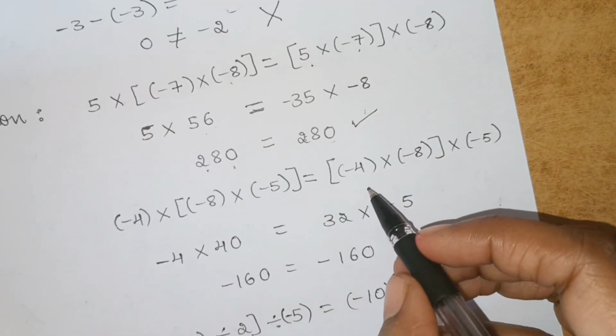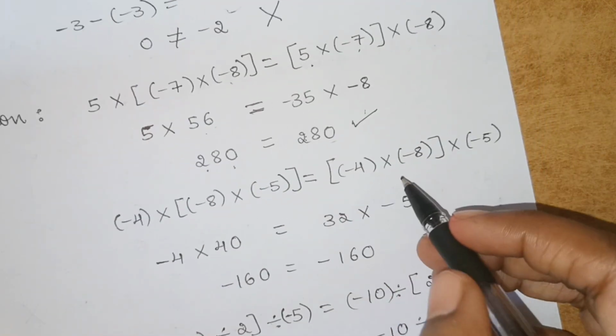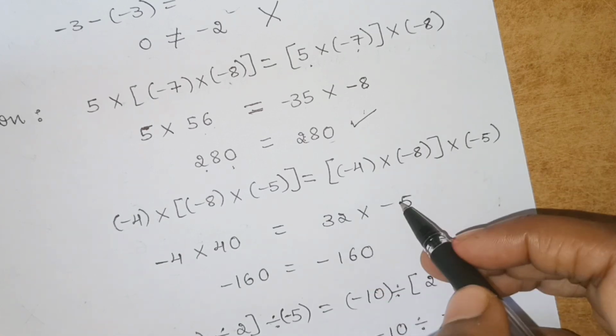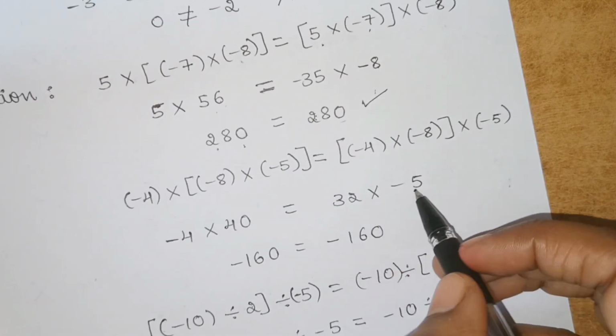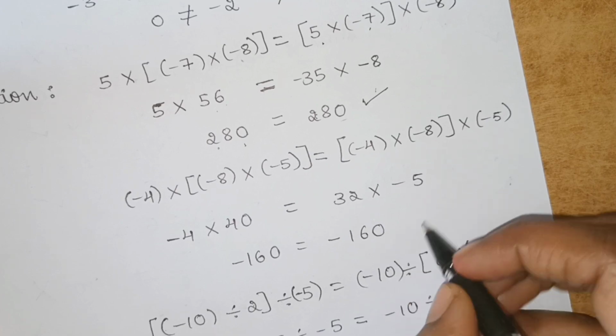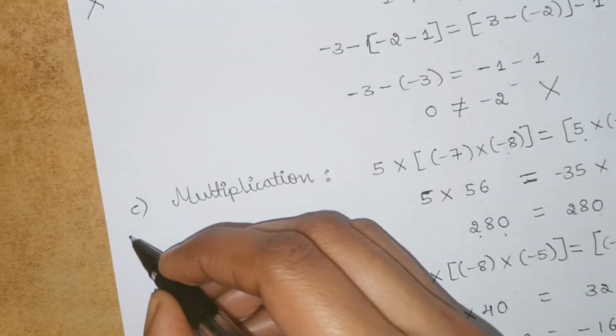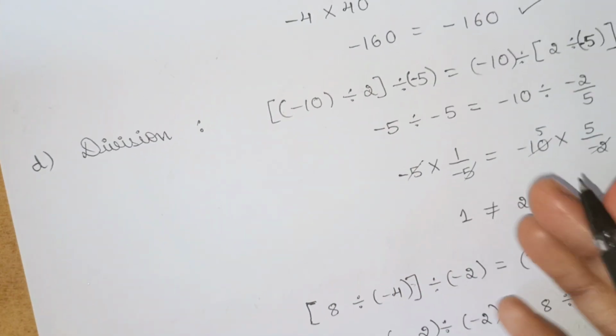In the RHS, we have grouped minus 4 and minus 8 together. So minus into minus is plus. 8 4 is 32 into minus 5. Minus into plus is minus. 32 into 5 is 160. So the LHS is equal to RHS. So multiplication is associative. Let's move on to division.